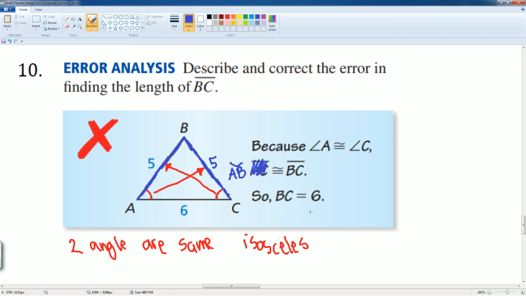Therefore BC should be equal to 5. All right, so there you go. We described and corrected the error when we found the length of BC. Notice that these two angles will always tell you about the opposite side. So there you go. Those are your solutions for 9 and 10.